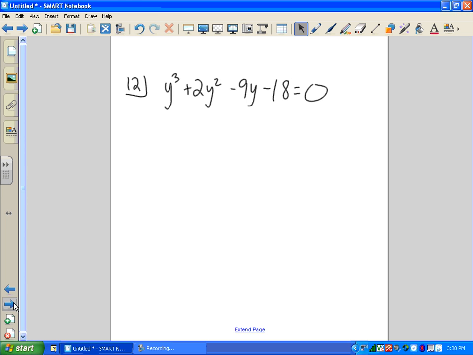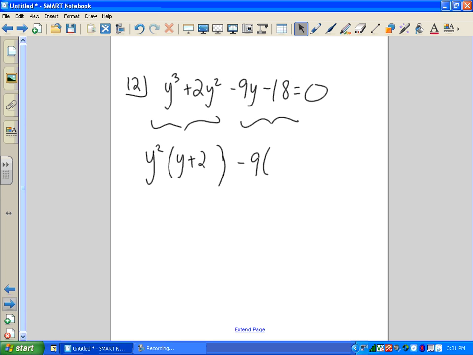Okay, number 12. Right now we sort of switched again. Now we're back down to a cubic. So what I'm going to look at there is I've got 4 terms. So when I see that, my mind has to think, hey, grouping. So I'm going to factor out y squared there on that first group. Well, wait, back up. That's going to be y squared times y plus 2.